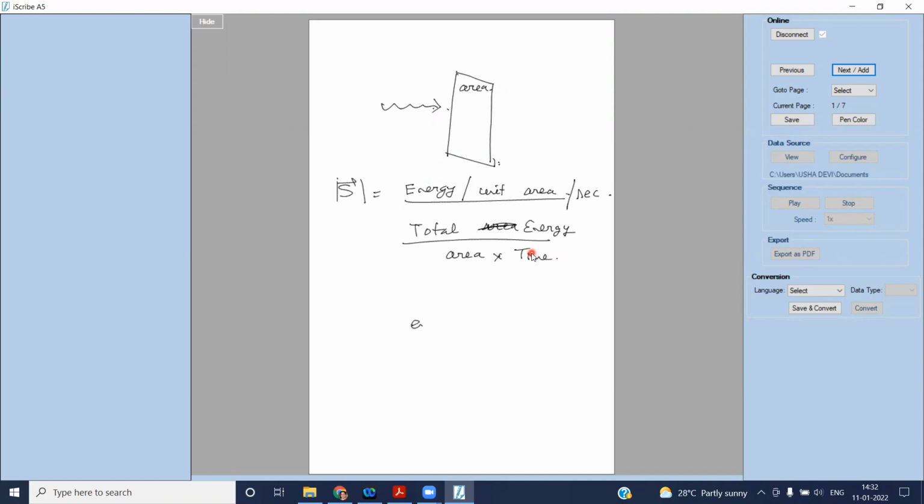I want energy in a given solid angle. Let us say this is a solid angle. What is a solid angle? It's like a cone, a three-dimensional cone. I want to see the energy radiation coming in this particular area. So if I know energy per unit area per second, and I want to know the energy in this solid angle, then it is given by the magnitude, which is energy per unit area per second, multiplied by the area of the solid angle. Then I get the energy emitted within that particular area.